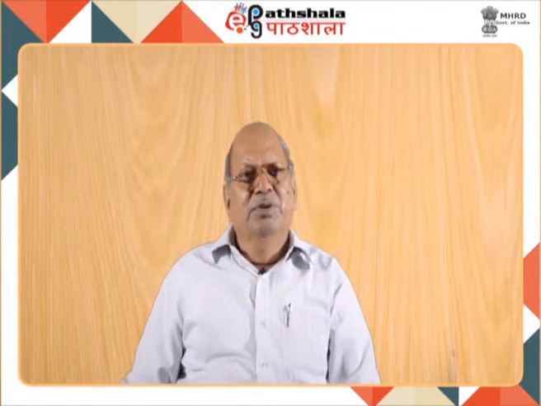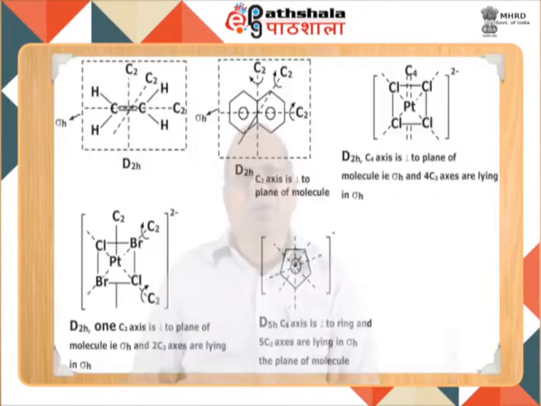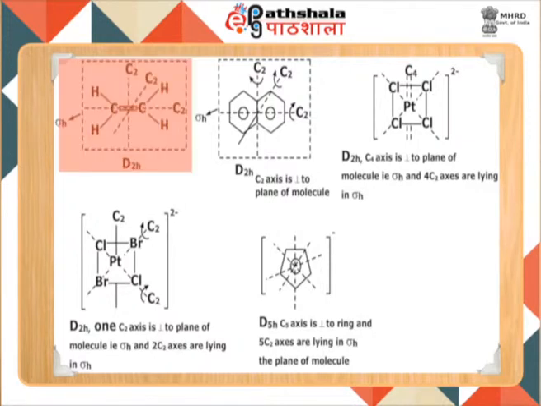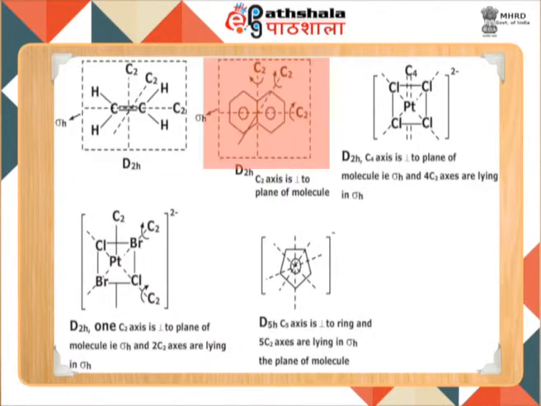Some examples of the Dnh point group are shown over here, and all these molecules have nC2 axes and a Cn axis and also sigma h. That is, the examples are ethylene, naphthalene, PtCl4, trans PtCl2Br2 and cyclopentadienyl.